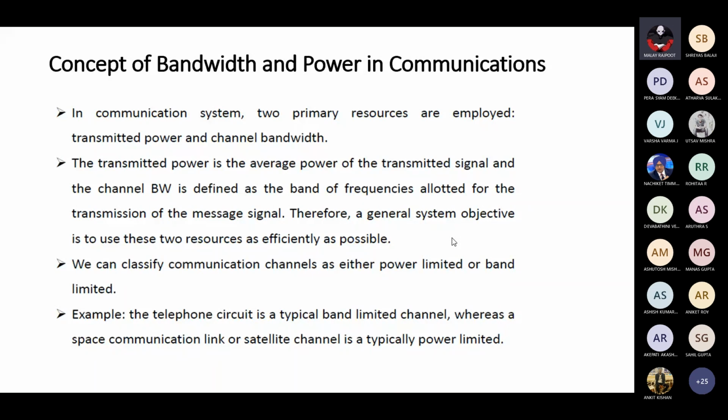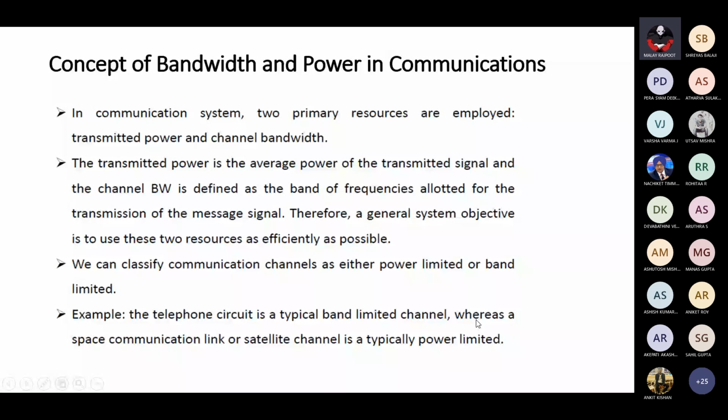So there are some restrictions, right? Only this many users can use a particular band of frequencies. So the telephone circuit is a band limited channel, whereas a space communication link or a satellite channel is power limited. Depending on the power that is used, this kind of channel can be used. So these are the different examples of power limited and band limited channels. These are the primary resources in a communication system.